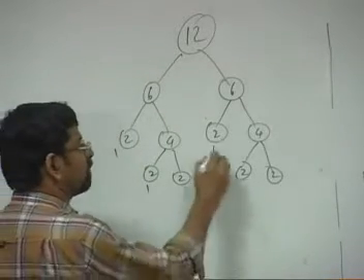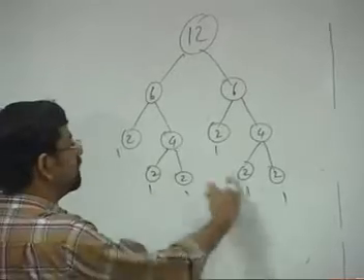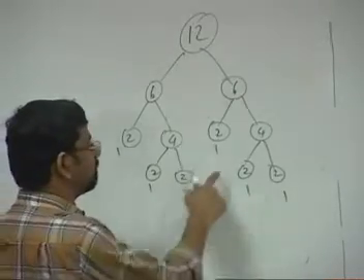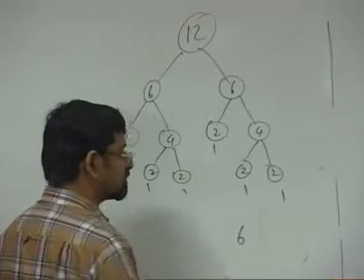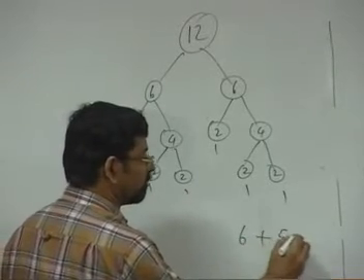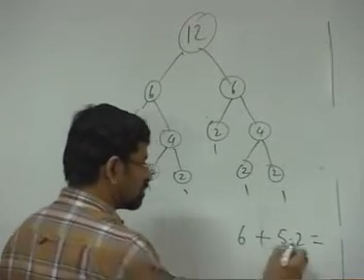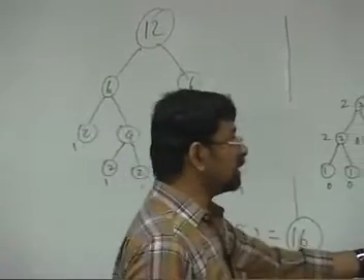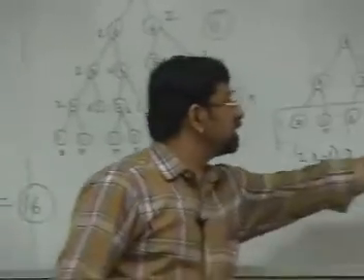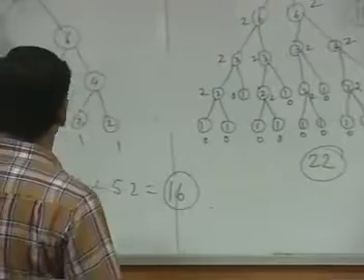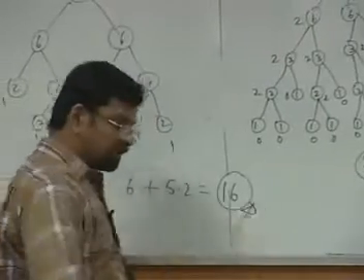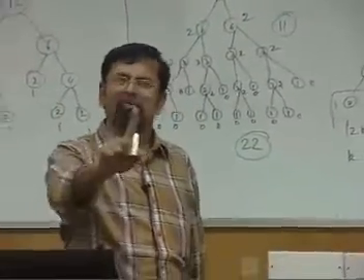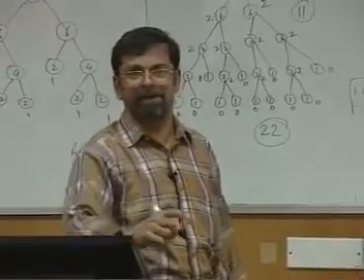This is 1 comparison. How many leaves are there? The number of leaves here are only 1, 2, 3, 4, 5, 6. So 6 leaves plus 5 internal nodes, 5 into 2, so 10, plus 6 is 16. See, this was 22 and this was 18, and if I could do this split up, I could get it done in 16 comparisons. In other words, I don't want to have an odd split.